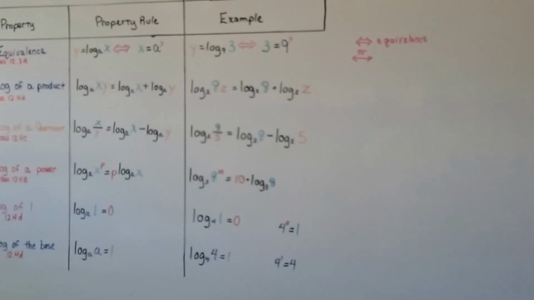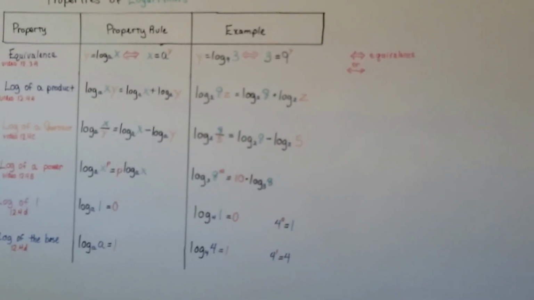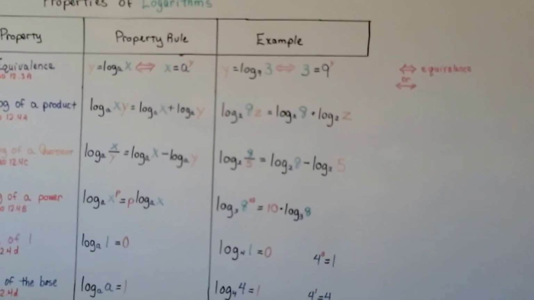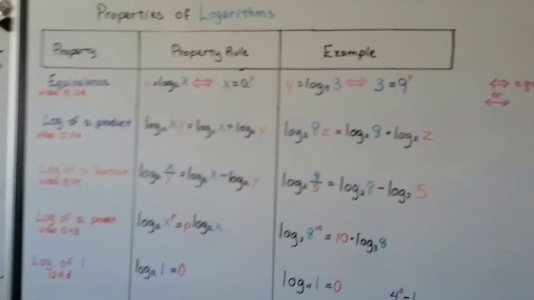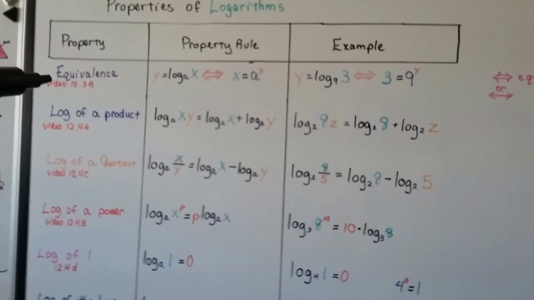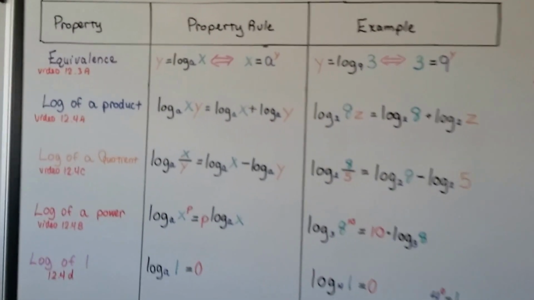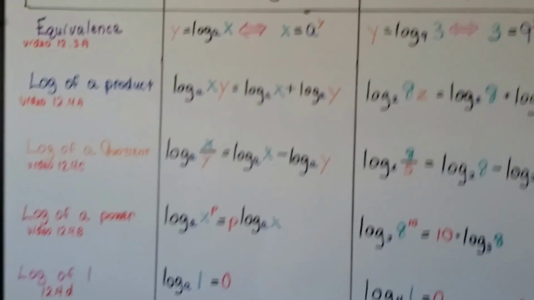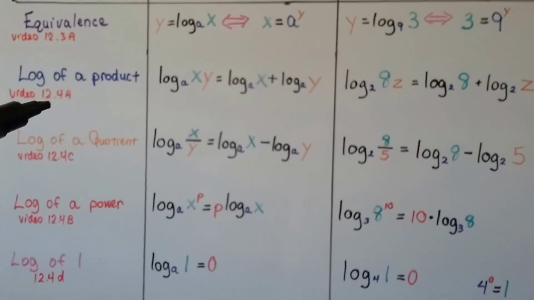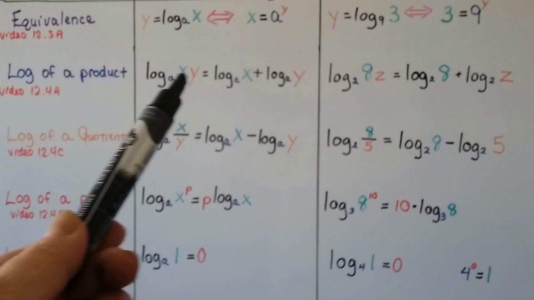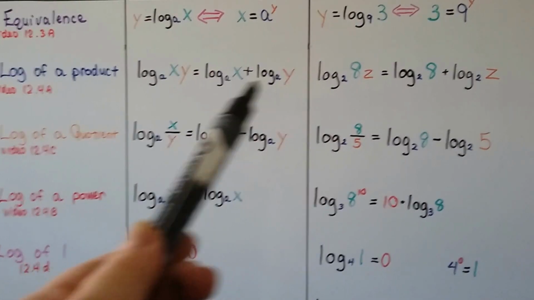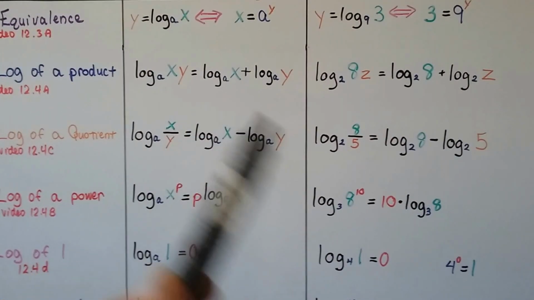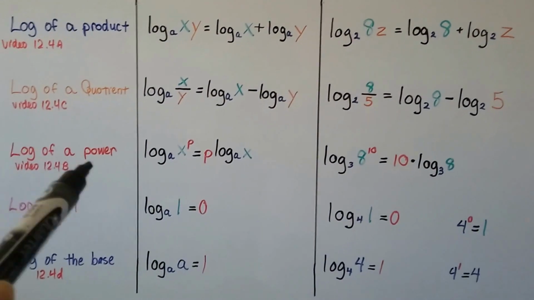Now, as I promised in the previous video, I'm going to show you this board at the end of every video. And these are the properties of logarithms. We talked about the first one up here. This is equivalence. We did this one in 12.3a. All right, let me get a little closer. This was our last video, the log of a product. This product can be written as sums, okay? This is log of a power.